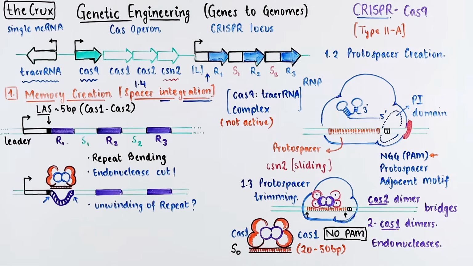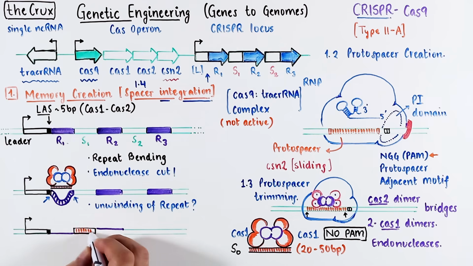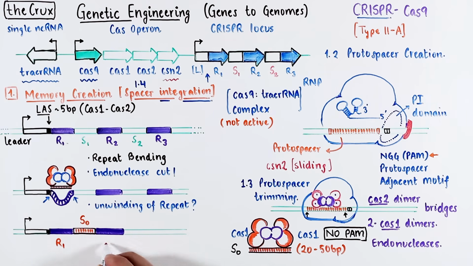while also unwinding the repeat through an unknown mechanism. Essentially, the repeat 1 splits into 2 strands, and while this is happening, the spacer is ligated in between the split repeat 1. The missing strands of the repeat likely undergo a gap repair step. So we have just duplicated the repeat on both sides and integrated a new spacer S0. The mechanism of how all this happens isn't that well characterized. Plus our mystery protein CSN2 is somehow also involved, but we don't quite know the full extent of it.